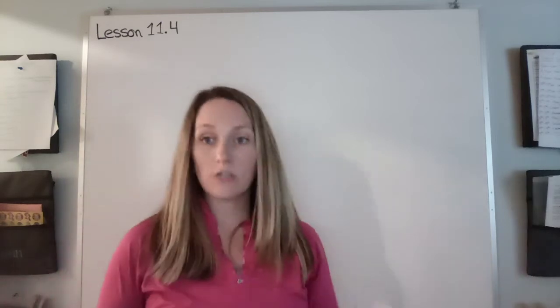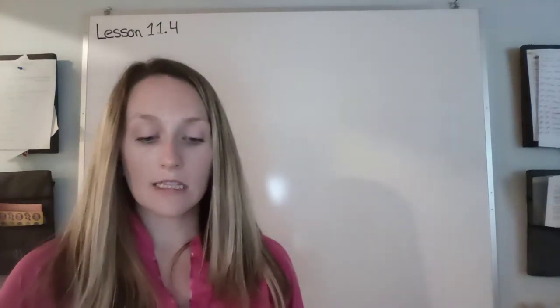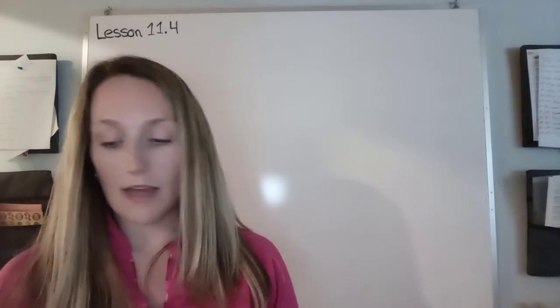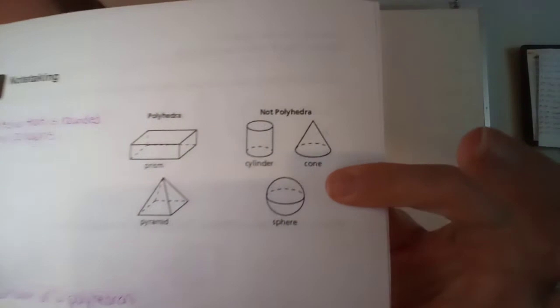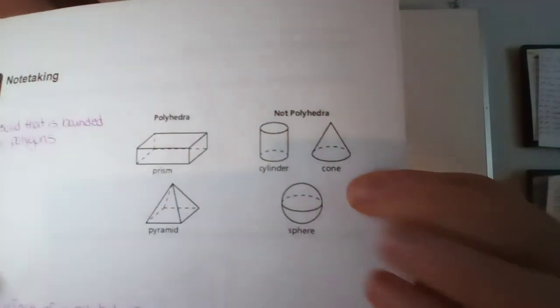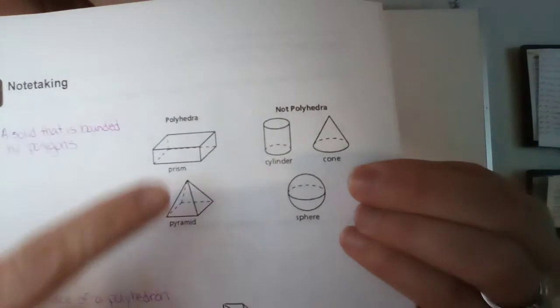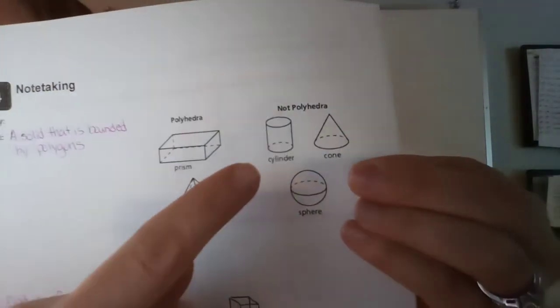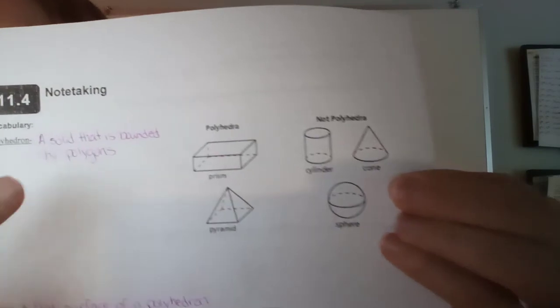So a polyhedron, okay, if you look at the notes, it says a polyhedron is a solid that is bounded by polygons. And in your notes, there are some examples of what polyhedrons are and are not. So we have pyramids and prisms. Those are polyhedrons. And then non-polyhedrons would be cylinders, cones, and spheres. All right, polyhedron, again, by definition, it's a solid bounded by polygons.